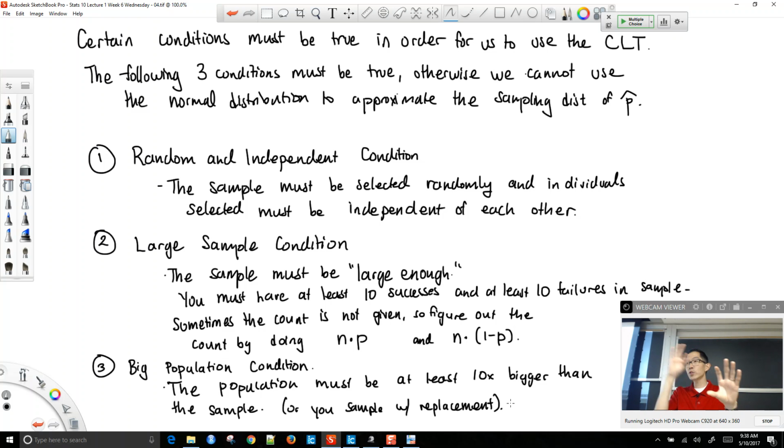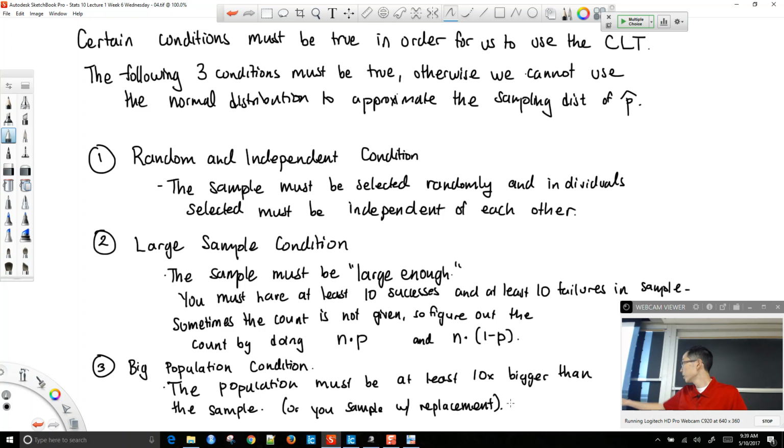But once you draw out more than 10% of the population, then what you see in your sample begins to have an effect on the population. And so that's why we say the population needs to be at least 10 times bigger than the sample. If you're drawing less than 10% of the population, the changes that happen are not that big of a deal. We don't have to worry about it.